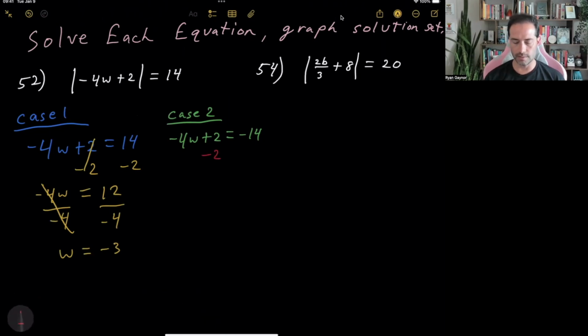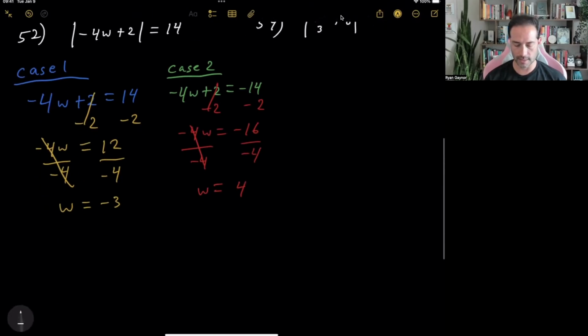Over here, same deal, subtract 2 on both sides. We have negative 4w equals negative 14, I borrowed $14, negative 2, I borrowed $2, so that means I borrowed $16. Then we do the opposite: negative 4 times w, so the opposite is divide by negative 4, and we have w equals a negative divided by negative is a positive, so 4. Okay, so here's the solution set: negative 3, comma 4.